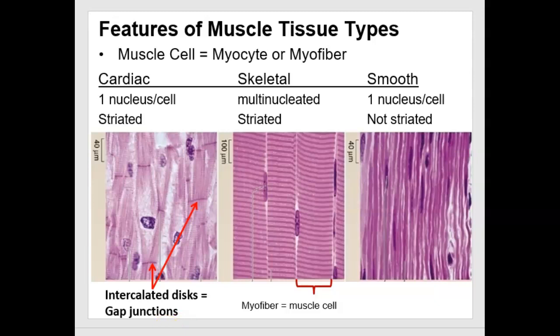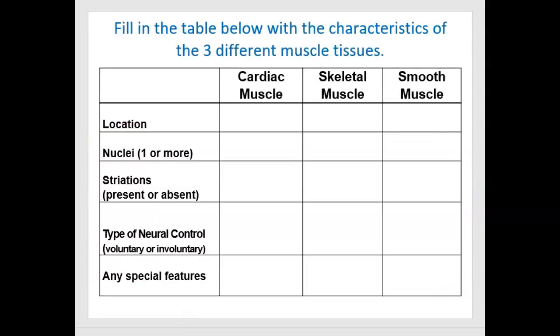Those are the basics of muscle tissue. Its major function is contraction, of course. And one way that I organize the tissue types in any subcategory, but in this case the muscle tissue, is I make a chart and I include location. In the case of muscle tissue, does the cell have one or more nuclei or nucleus? Are striations present or absent? What kind of neural control? And then any special features. And in cardiac muscle tissue, that would be the intercalated discs.